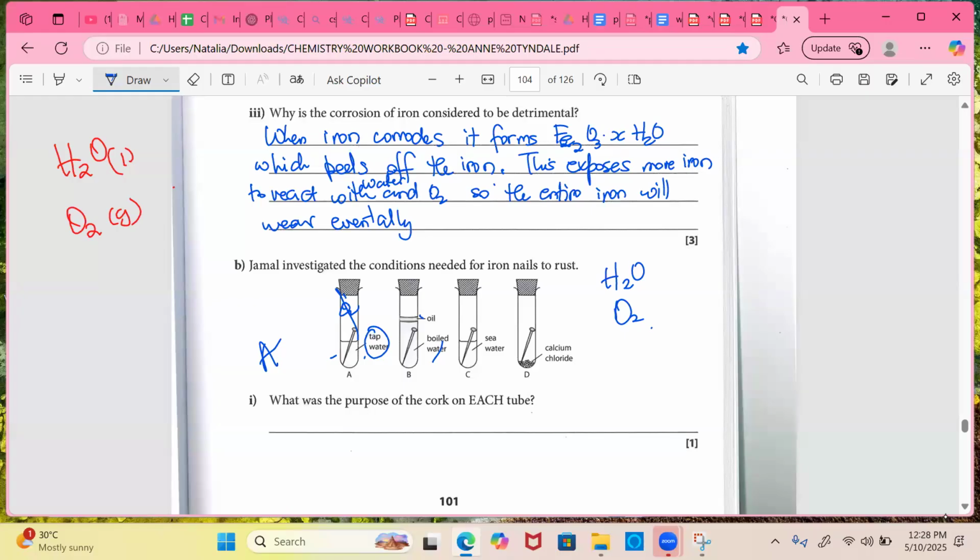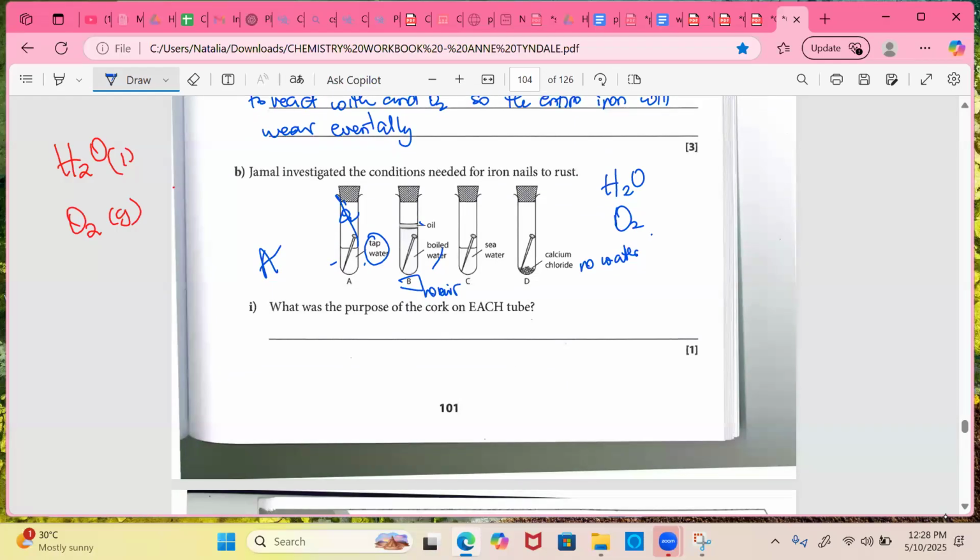And then in D, we only have a drying agent, which is going to prevent water. So we still have oxygen. Rusting is not going to take place in B because no air. Rusting is not going to take place in D because we have no water. So remember, calcium chloride is a drying agent. Clear?